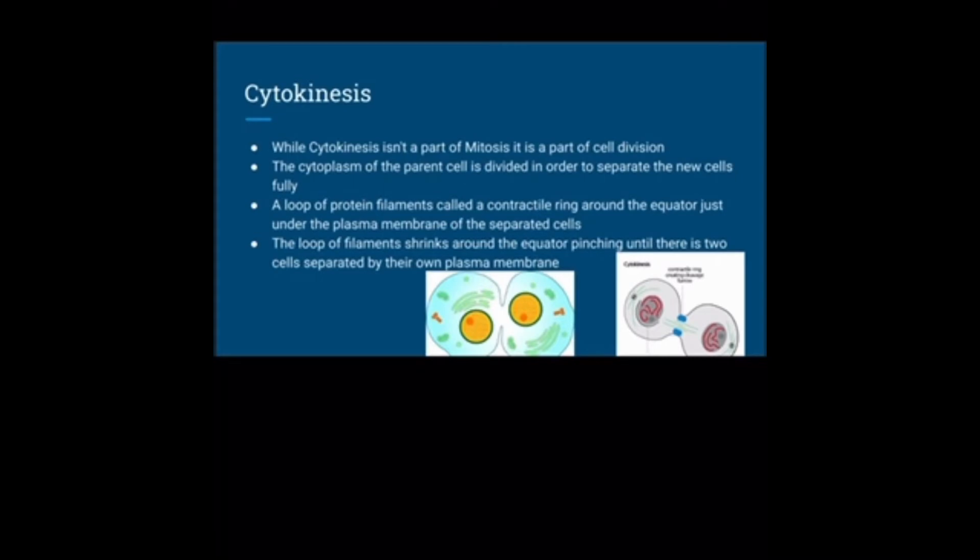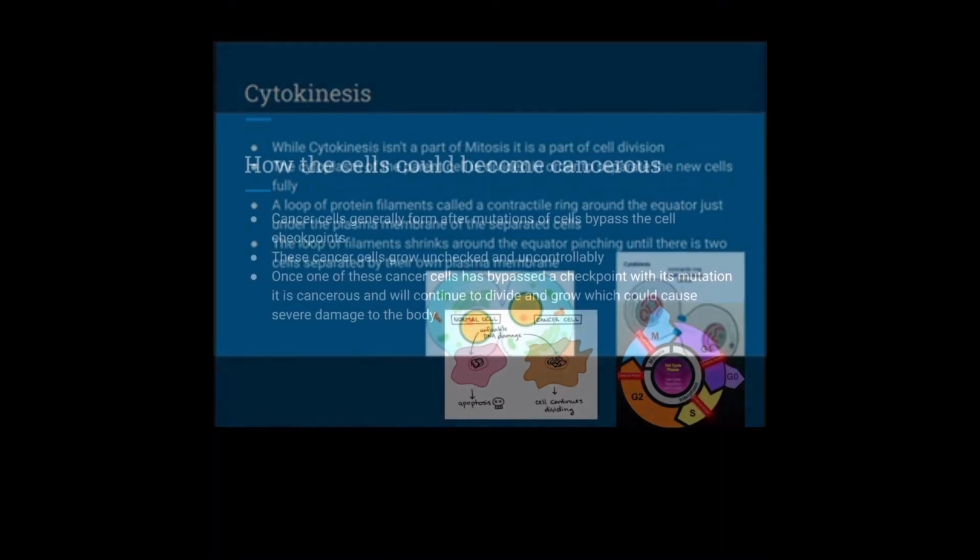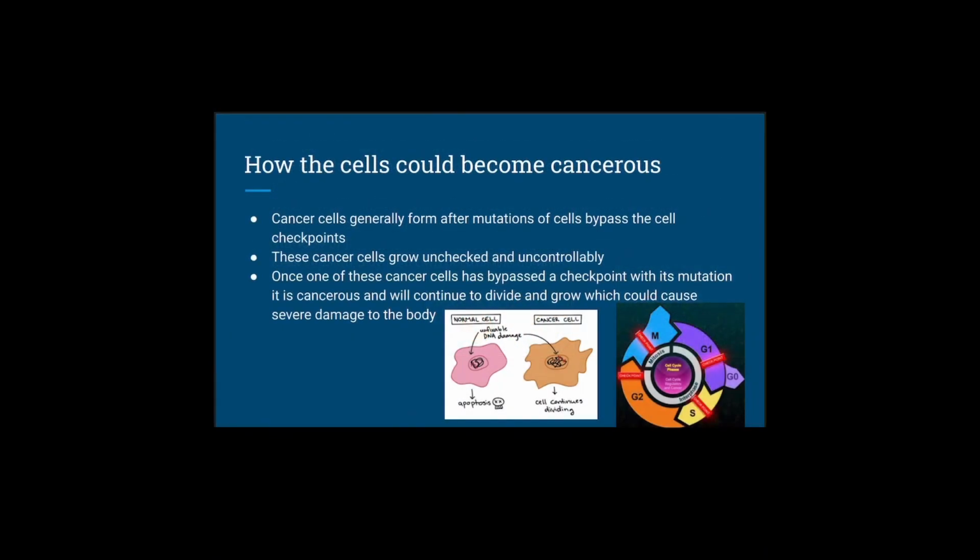Cytokinesis. While cytokinesis isn't a part of mitosis, it's part of cell division. The cytoplasm of the parent cell is divided in order to separate the new cells fully. A loop of protein filaments, called a contractile ring, is placed around the equator just under the plasma membrane of the separated cells. The loop of filaments shrinks around the equator, pinching until there are 2 cells separated by their own plasma membranes.